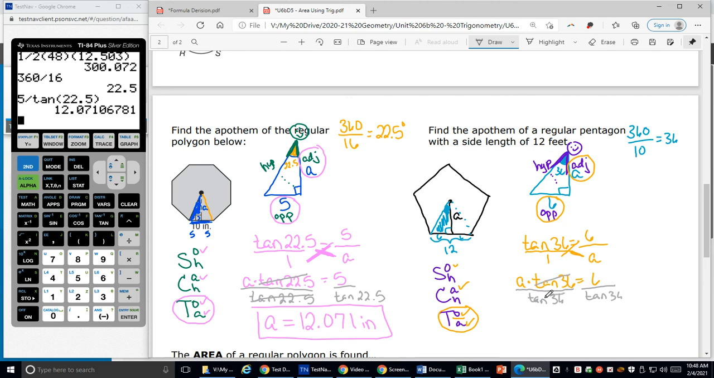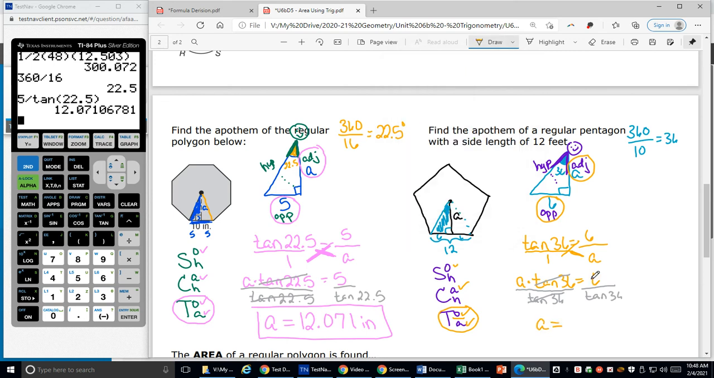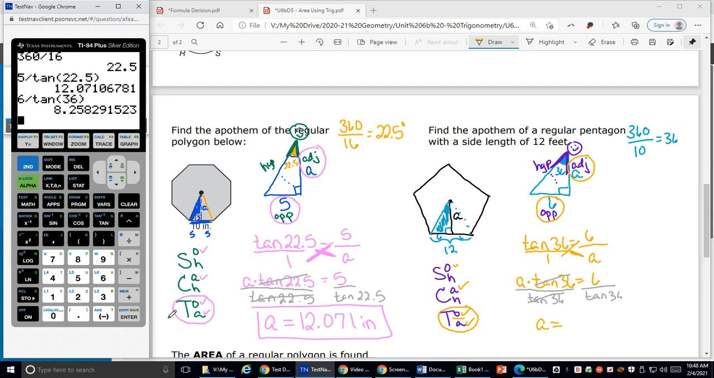So this cancels out, and I'm left with the apothem equals 6 divided by the tangent of 36. 6 divided by the tangent of 36. Close those parentheses, and I get 8.258. Do I know my units? My units are feet.